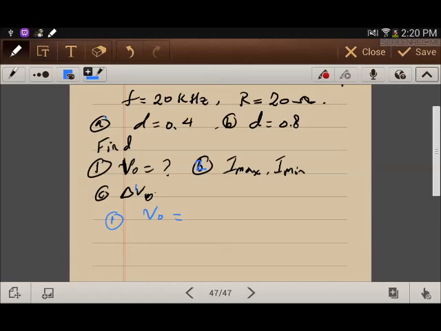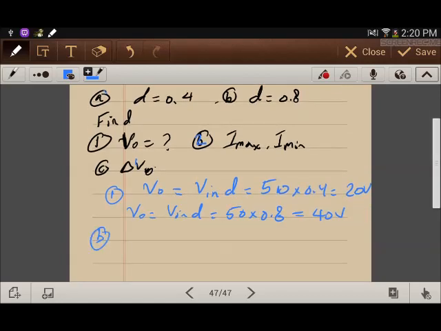So for number 1, V out, as we know, is V input multiplied by D, and it's 50 multiplied by 0.4. This gives me 20 volts. And when the duty cycle is 0.8, it's 50 multiplied by 0.8. This gives me 40 volts.